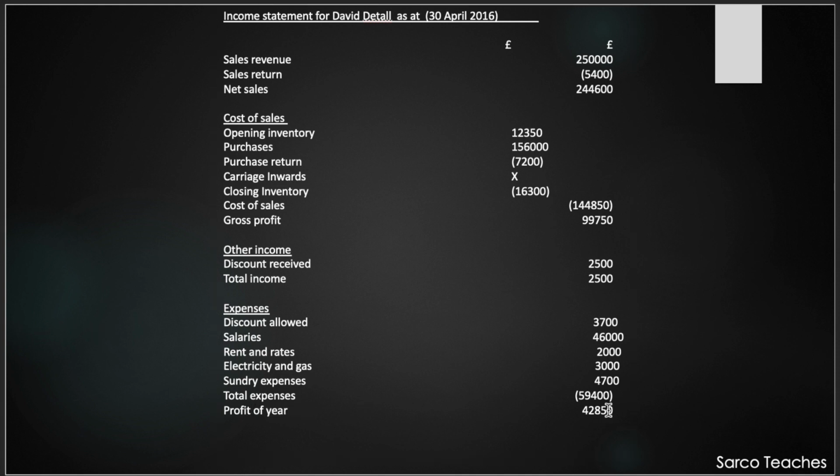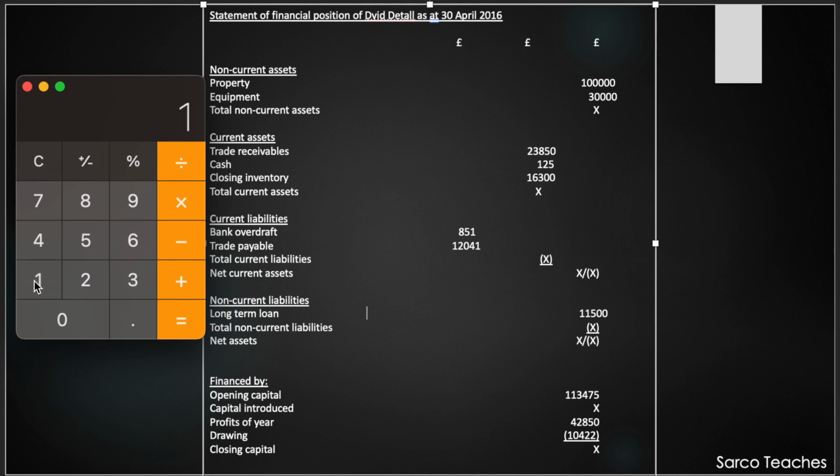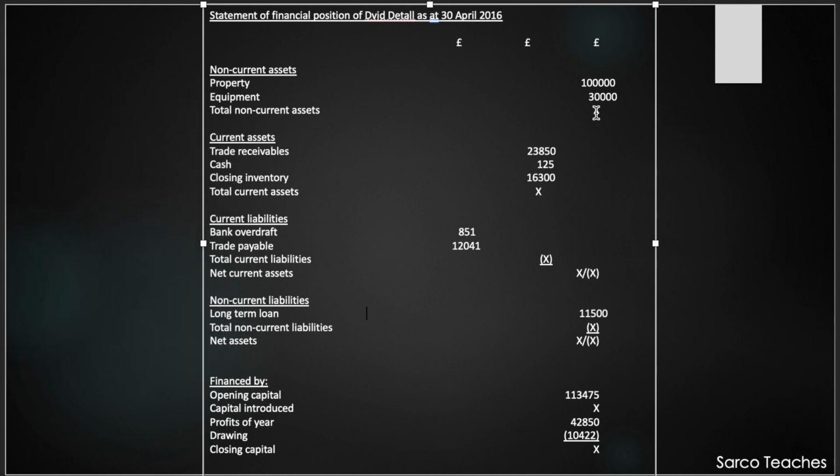Okay, so now we have the profit of the year. We must put it into the statement of financial position in the financed by section. We repeat the same process as the income statement. We start calculating each individual section. Okay, so first on the list is non-current assets. That's property plus equipment. We put the value in total non-current assets.